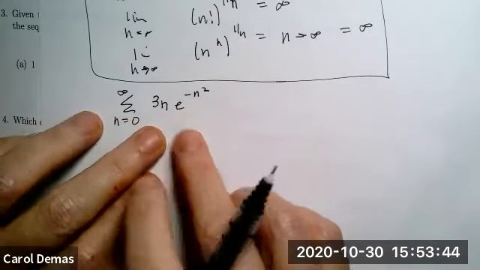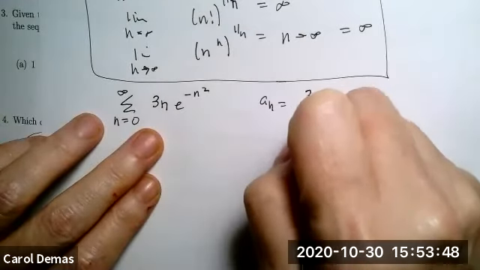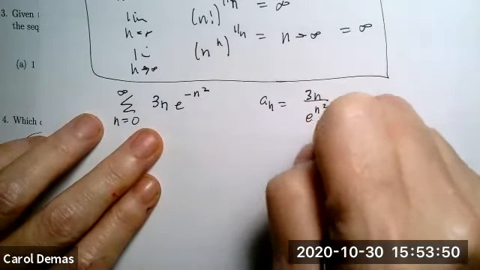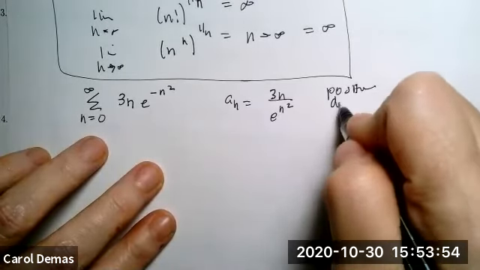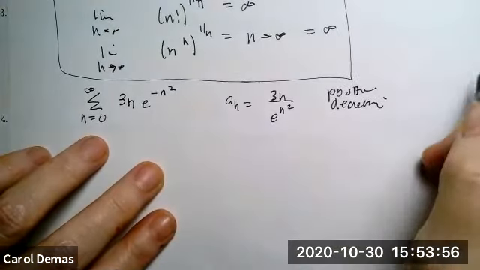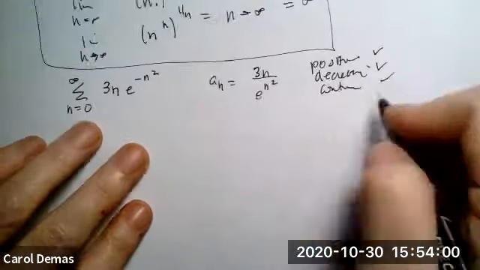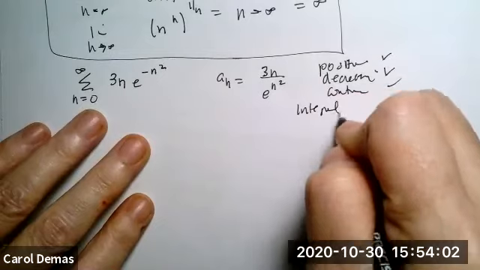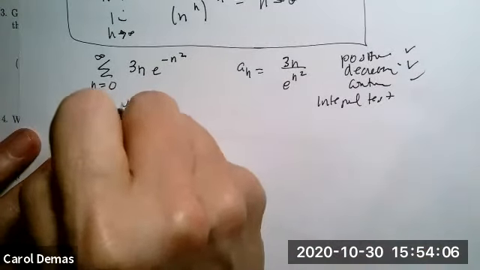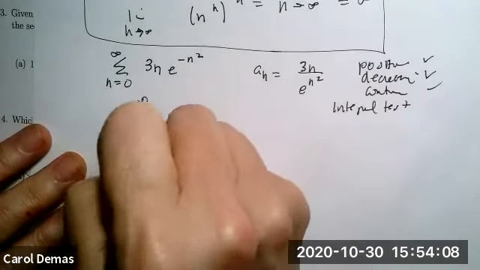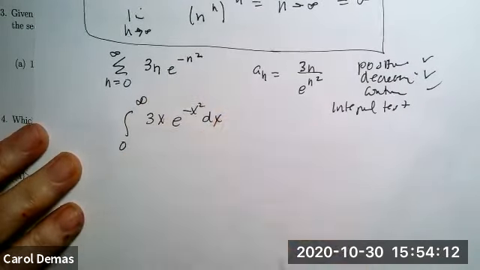Okay, let's do the integral test. The term is 3n over e to the n squared, and it's positive, decreasing, and continuous. We've got those three conditions for the integral test. So we're going to see what happens to the integral of 3x e to the negative x squared dx.